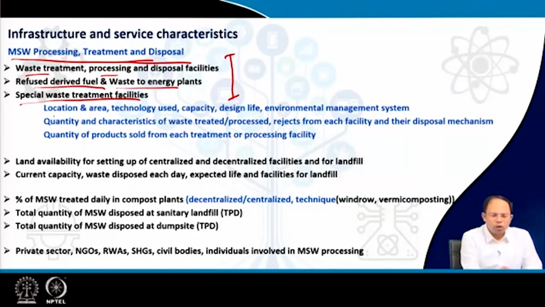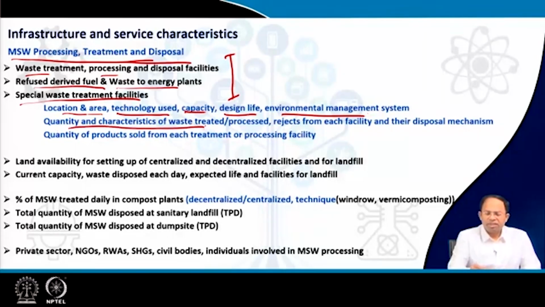So we need to understand the location and area of these facilities, current and in potential areas in future. Technology used, capacity of these plants, design life of these plants, environmental management system adopted by these plants, the quantity and characteristics of waste treated and processed. Whatever is collected, not everything goes over there. Maybe they do further sorting of waste before that waste is accepted, because they have to accept waste of certain characteristics, because every industrial process is designed for certain characteristics. If it varies, then the system will fail.